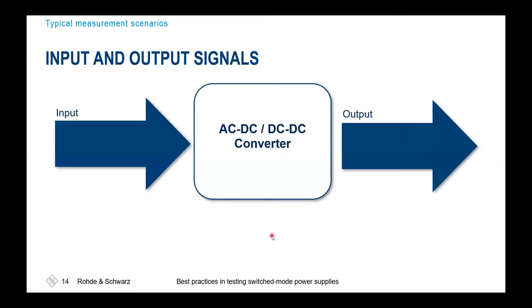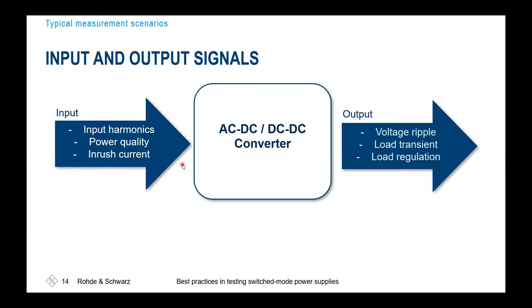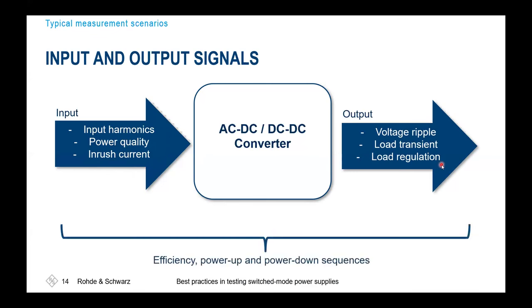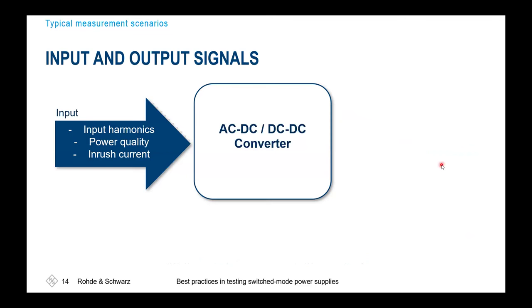Which measurements are of interest? At the input of an AC-DC or DC-DC converter, we'll have to ensure that a certain amount of harmonics is not exceeded, also that the power quality matches the needs, and how this converter handles the inrush current behavior. At the output, we'll have ripple, load transient, load regulation, and overall, when doing the input-output characteristic measurements, we'd like to have an overall efficiency, power up, and also power down sequencing. Let's start with the input characteristics.